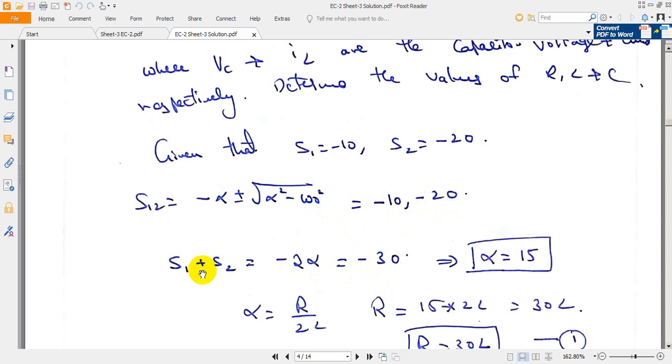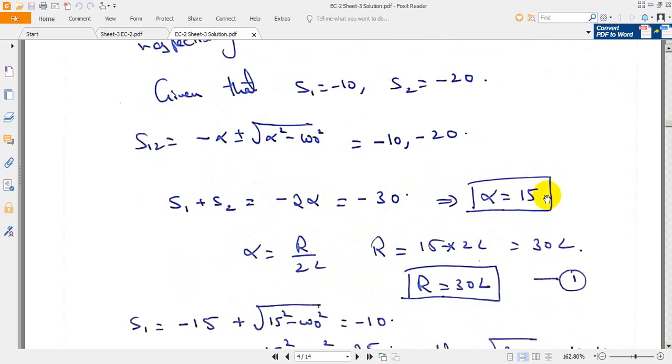How did we get S1 and S2? We need to add minus 10 plus minus 20, which is equal to minus 30. So from these two roots we got minus 2 alpha equal to minus 30. So we can write alpha is equal to 15 from this relationship.